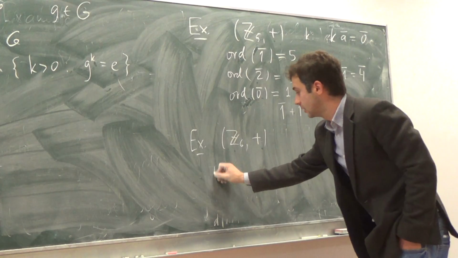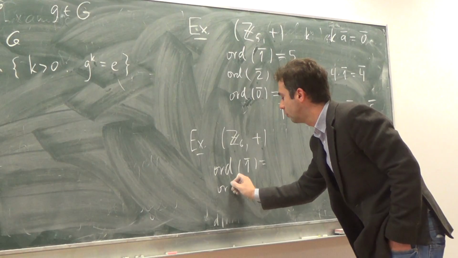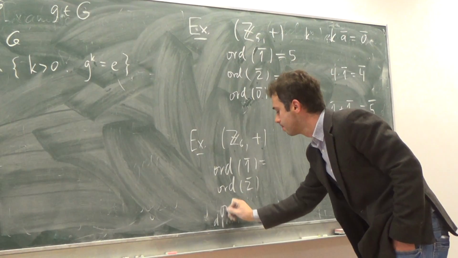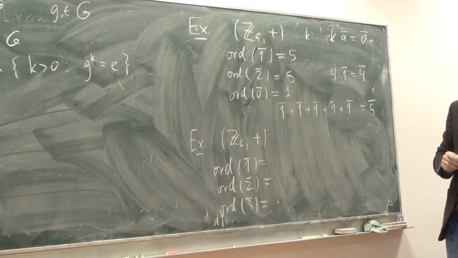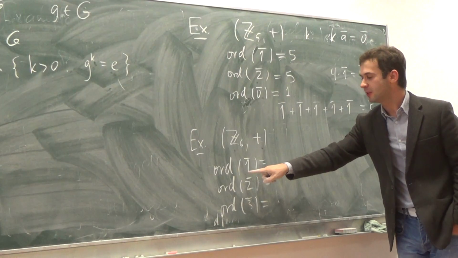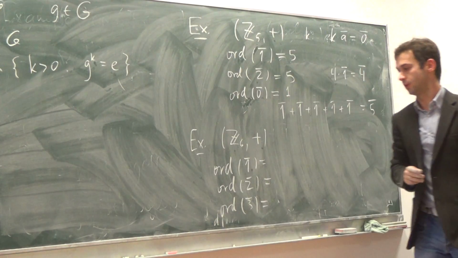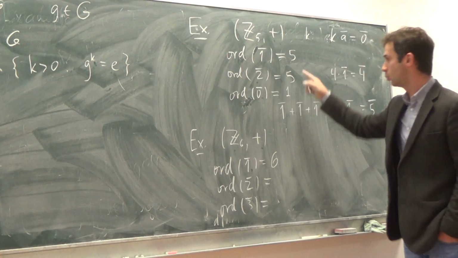So let's think about the order of 1, the order of 2, and the order of 3. I like that people answer my question, so let's get more interaction. Do people see what the order of 1 is in this group? 6. Yeah, exactly. So this is the same as we did before.